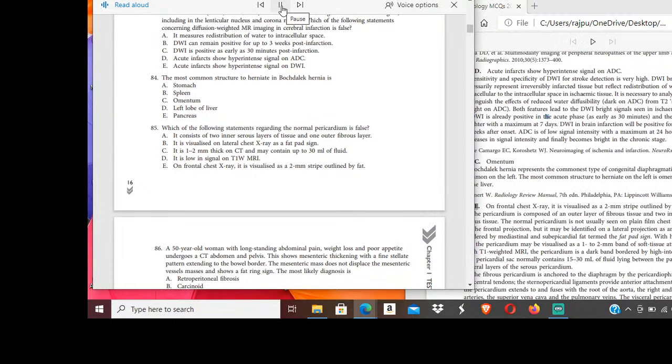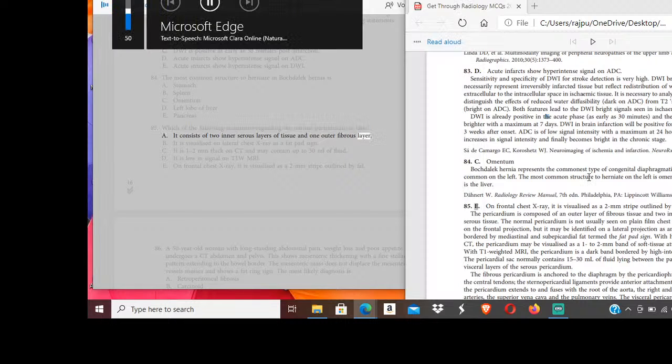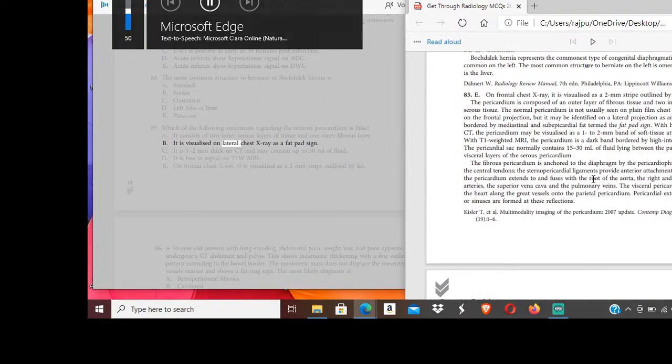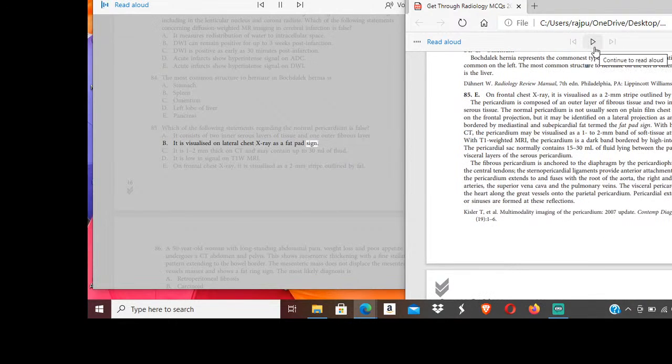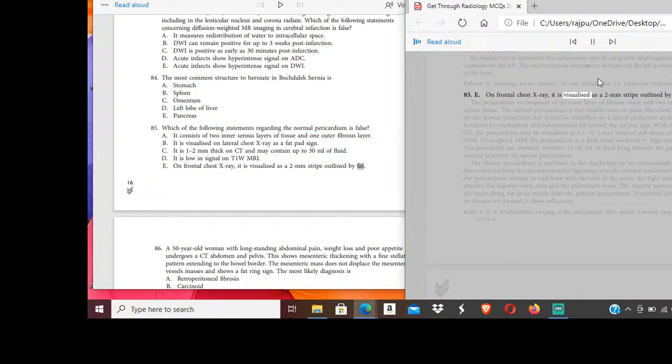85. E. Pericardium is false. A. It consists of 2 inner serous layers of tissue and 1 outer fibrous layer. B. It is visualized on lateral chest X-ray as a fat pad sign. C. It is 1-2 mm thick on CT and may contain up to 30 ml of fluid. D. It is low in signal on T1W MRI. E. On frontal chest X-ray, it is visualized as a 2 mm stripe outlined by fat.